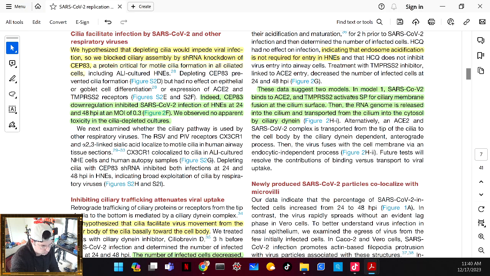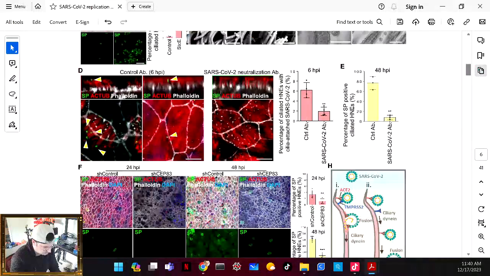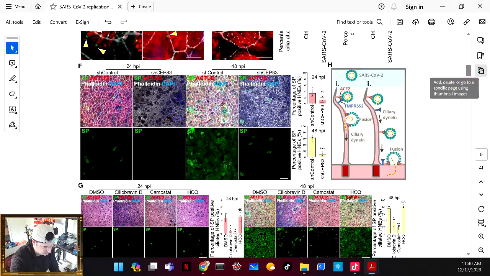It seems like the data, so they're saying alternatively an ACE2 and SARS-CoV-2 complex is transported from the tip of the cilia to the cell body by the ciliary-dependent retrograde process, and the virus fuses with the cell membrane via an endocytic independent process, figure 2G-H. So right here. Okay, so they're saying that they're not sure, but they see evidence possibly for both. I don't necessarily agree. I think it is binding and inserting either to these motile cilia and then to the surface itself. I think that's definitely true. They showed that for a fact. I wouldn't necessarily say this is endocytosis.